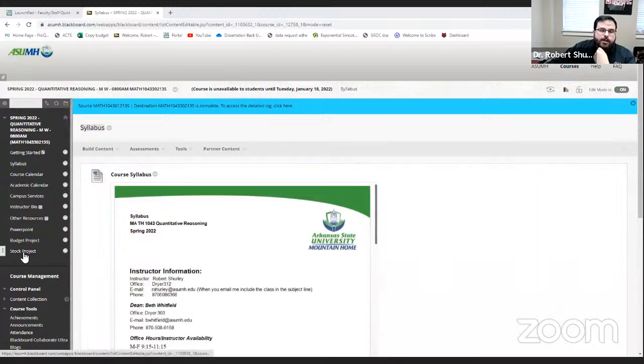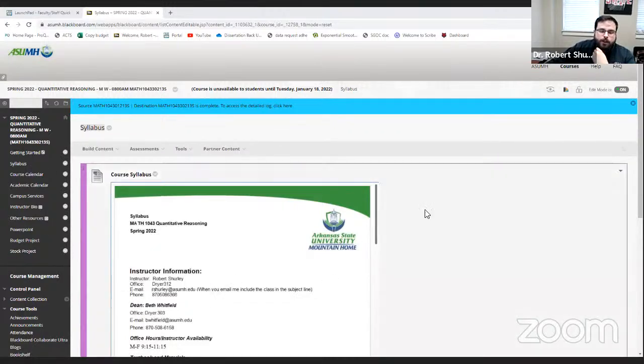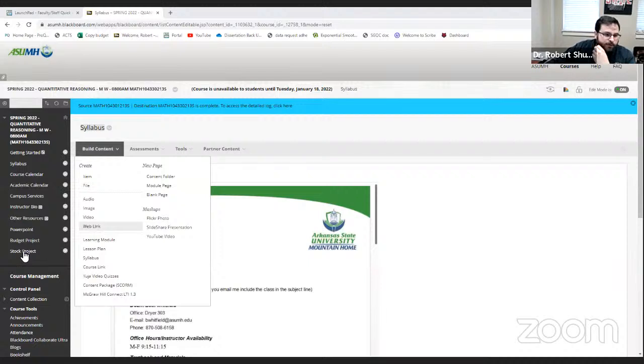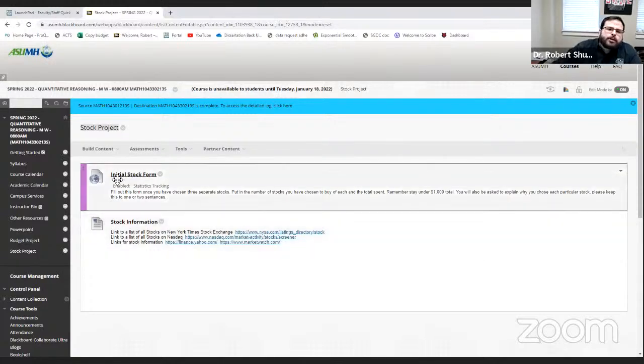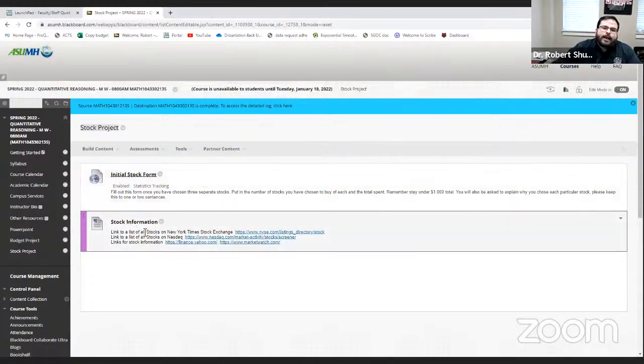Let's go to the stock project. This is your Blackboard shell. On the left, you've got stock project. When you click on it, you've got two links now. There'll be more in there once we get further in the semester. But for now, you've got the initial stock form and a few links on how to look up stocks and information on it.